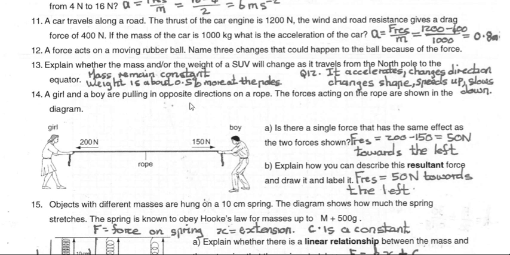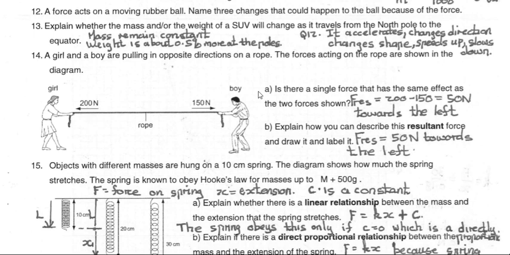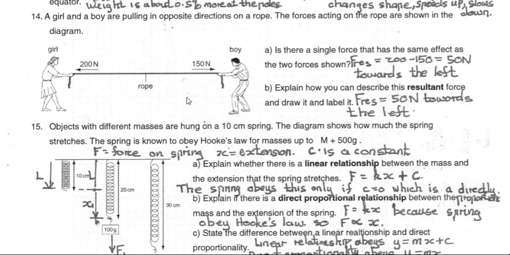14. A girl and boy are pulling in opposite directions on a rope. The forces acting on the rope are shown in the diagram. A. Is there a single force that has the same effect as the 2 forces shown? Yes, there is. The resultant force is the difference between them, 50 newtons towards the left. B. Explain how you can describe this resultant force and draw and label it. So it's going to be 50 newtons towards the left. You could just draw an arrow representing 50 newtons, labelled 50 newtons.